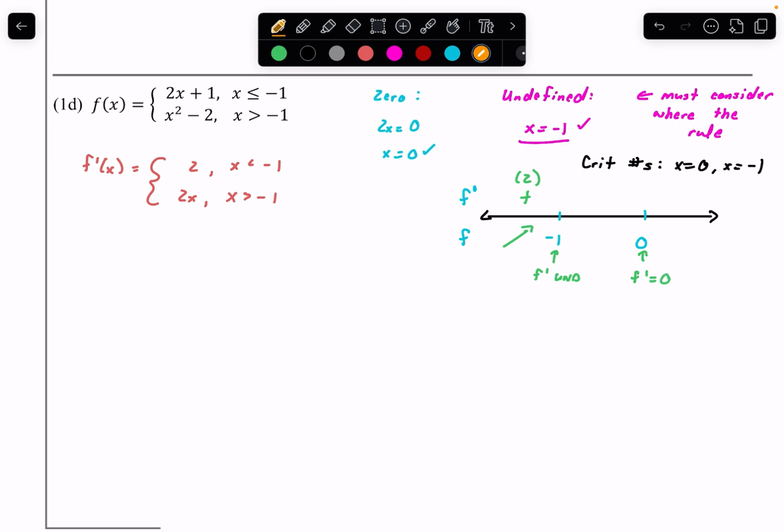Now I'm going to plug in a value between -1 and 0. So again, I'm going here. So I'm plugging in a negative value. That should give me a negative slope. 2 times a negative number, right?